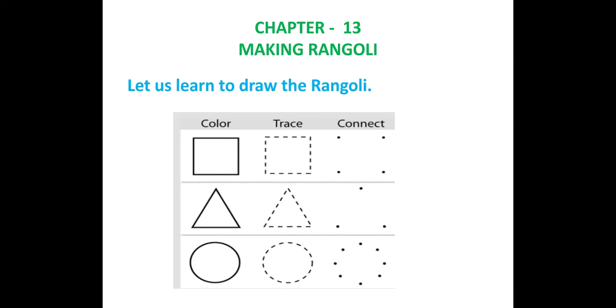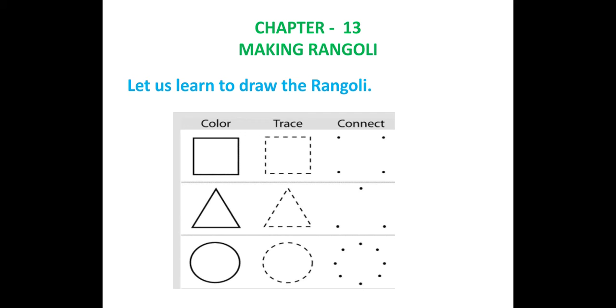What is the spelling for square? S-Q-U-A-R-E, square. It has four sides. Square has four sides, so two standing lines and two sleeping lines. In a square all the sides are equal.